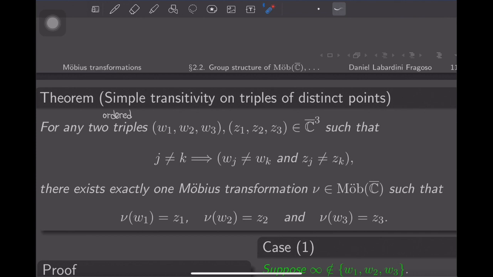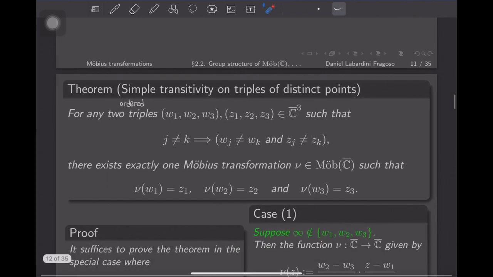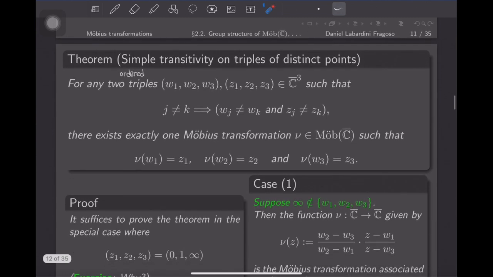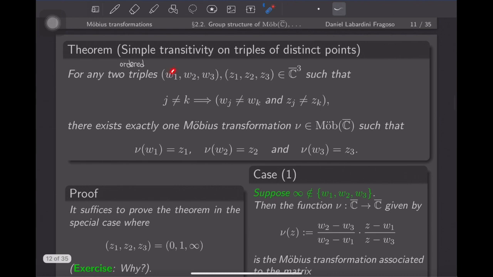That's allowed, but not a self overlap. Right? Whenever you are in that situation, there is exactly one Möbius transformation taking the first one to the first one, the second one to the second one, and the third one to the third one.